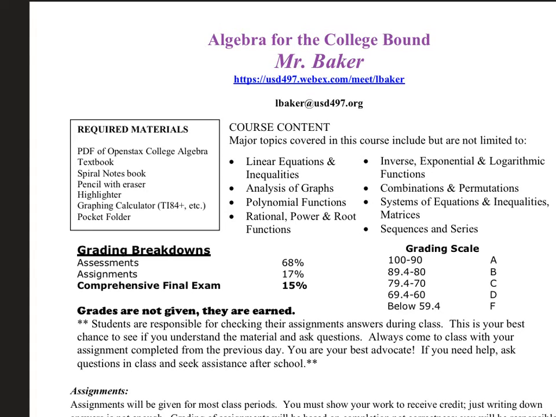The content of this class, essentially, you take Algebra 2 and you up the complexity, and then we add in a couple of things. But a lot of the stuff that we're going to do, you've already done, like working with linear equations and inequalities and analyzing graphs and polynomial functions and rational power root functions and exponential and logarithmic functions. These here are the things that we would not have touched on in Algebra 2. So things like combinations and permutations, matrices, and sequences and series.